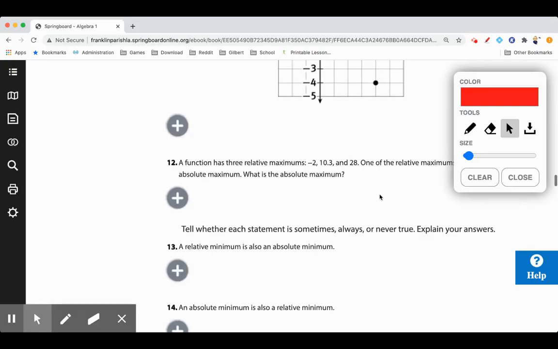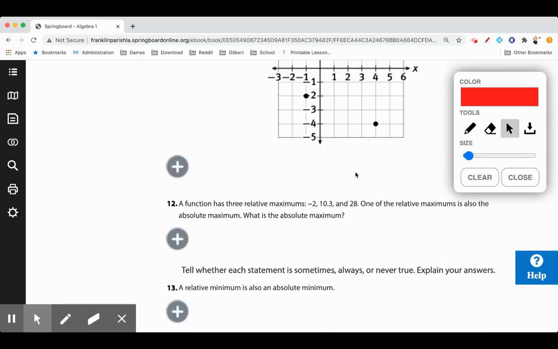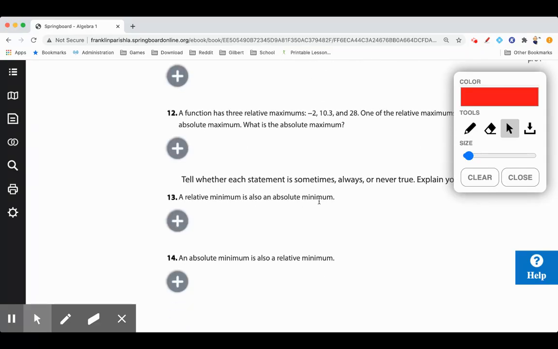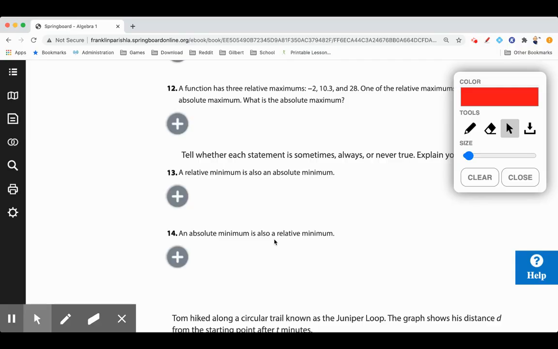Okay, 12. A function has three relative maximums, -2, 10.3, and 28. One of the relative maximums is also the absolute maximum. What is the absolute maximum? That's the biggest one. The absolute maximum is 28. Tell whether each statement is sometimes, always, or never true. A relative minimum is also an absolute minimum. Sometimes, okay, not always, but sometimes. An absolute minimum is also a relative minimum. Sometimes, okay, remember, if it was at the endpoints, it can't be, but sometimes.